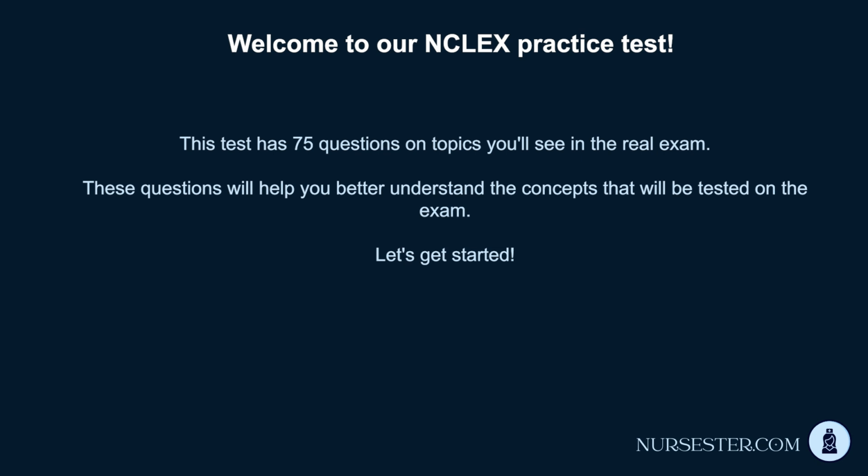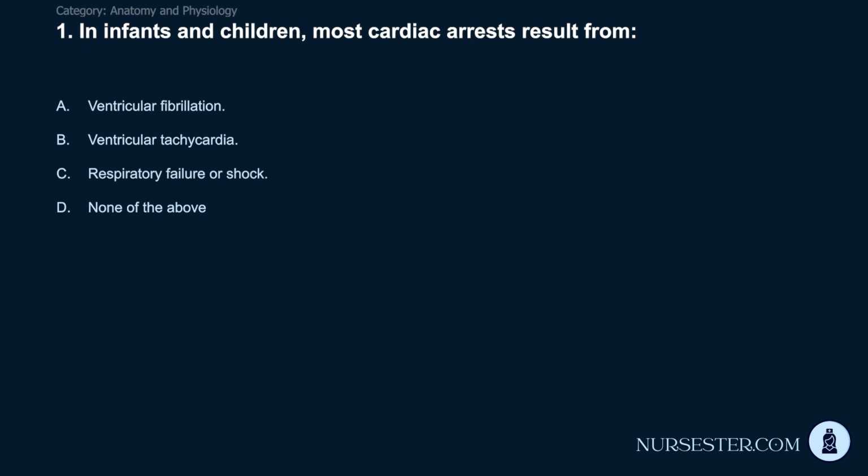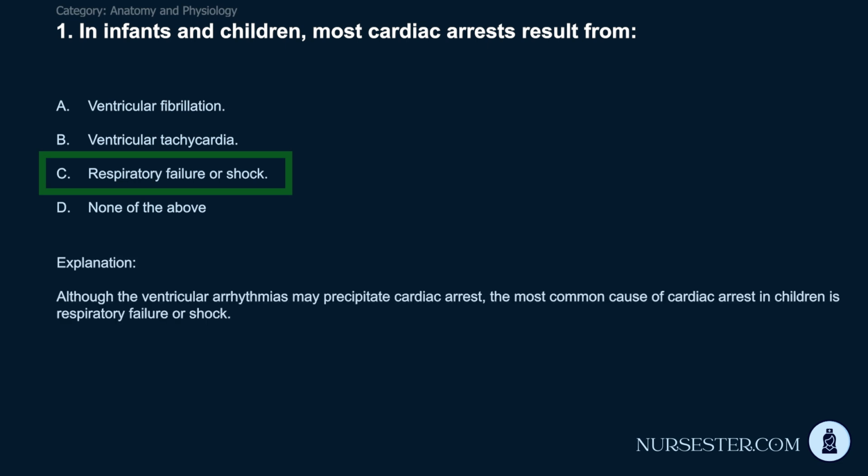Let's get started. 1. In infants and children, most cardiac arrests result from A. Ventricular fibrillation, B. Ventricular tachycardia, C. Respiratory failure or shock, D. None of the above. Correct answer, C. Respiratory failure or shock. Although the ventricular arrhythmias may precipitate cardiac arrest, the most common cause of cardiac arrest in children is respiratory failure or shock.